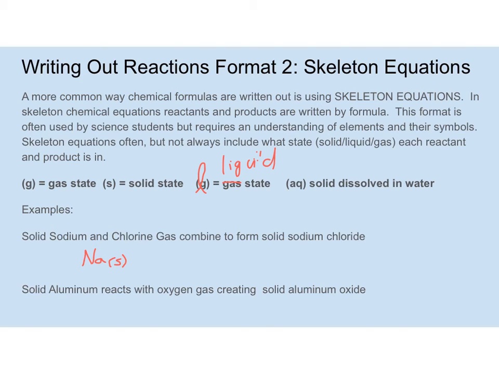Okay, so solid sodium and chlorine gas. Now remember that chlorine is a diatomic. It can never be on its own, so it has to be Cl2. Any of the diatomics have to be. Now it is a gas, so we're going to put in G. So sodium and chlorine gas combine to form solid sodium chloride. So we write NaCl, and then we want to indicate that it's solid. And there's my solid sodium chloride.